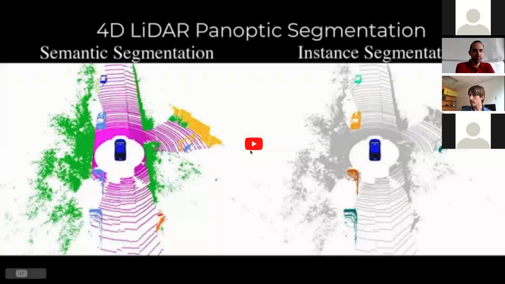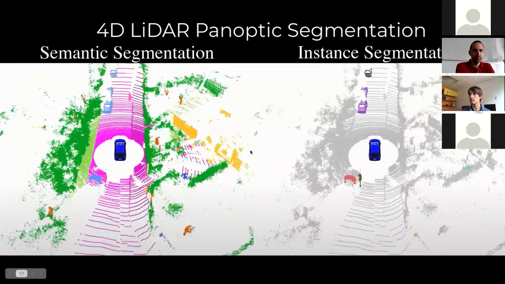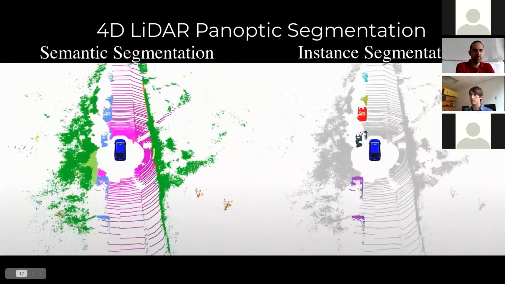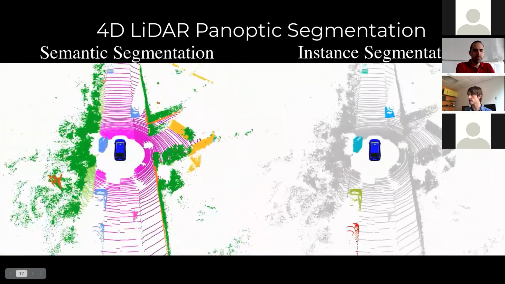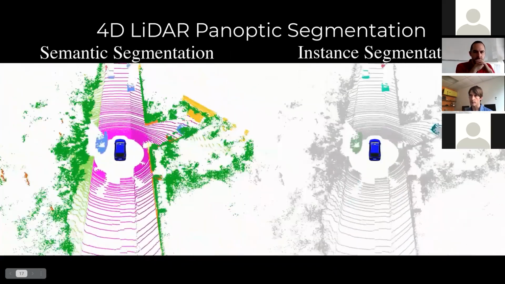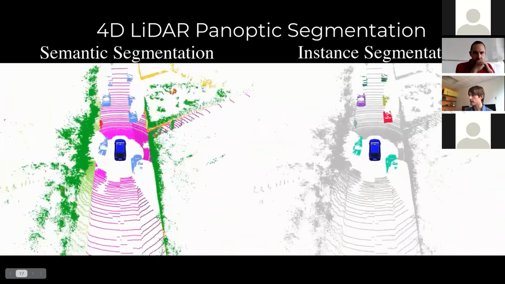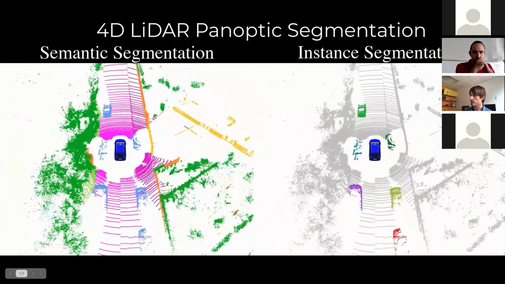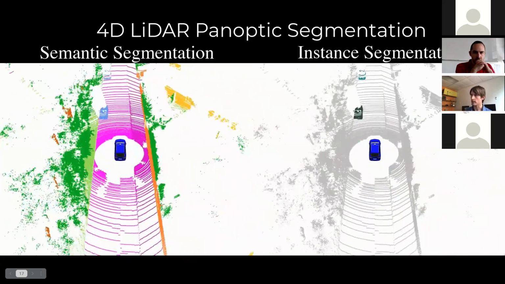And here I have a short video of this system. On the left, you can see semantic segmentation results, and on the right, you can see instance segmentation and tracking results. On the left, the color encodes the semantic class, and on the right, the color encodes the object identity, the object ID.